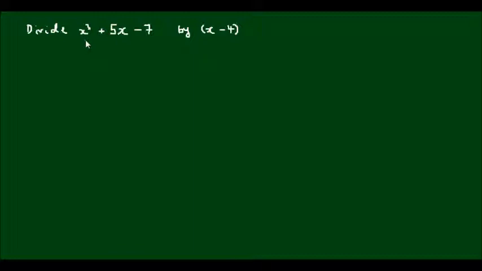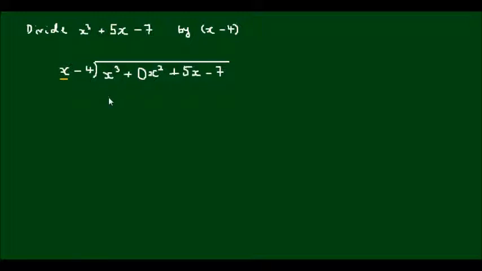So what I'm going to do is rewrite this x cubed plus 5x minus 7 as x cubed plus 0x squared plus 5x minus 7, and we're going to divide this by x minus 4.